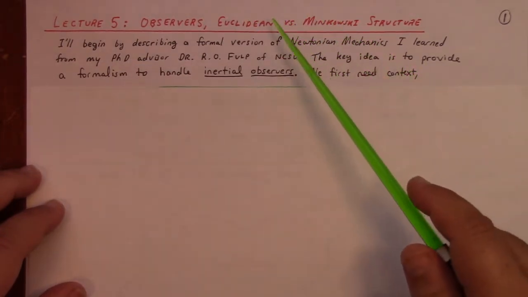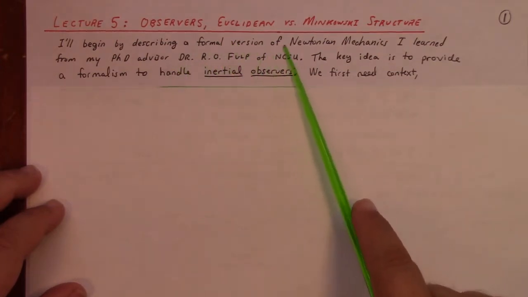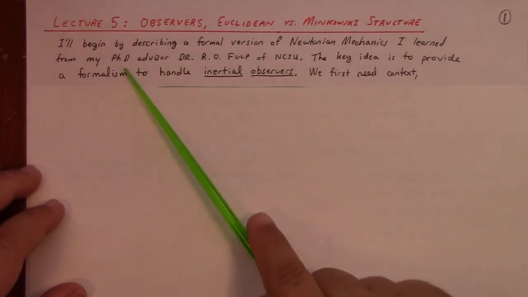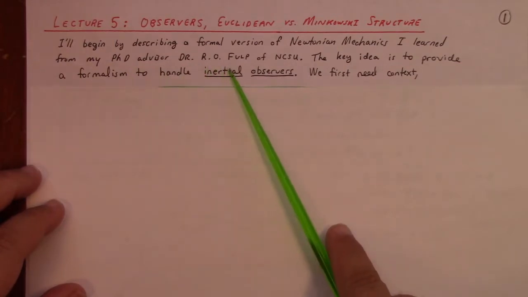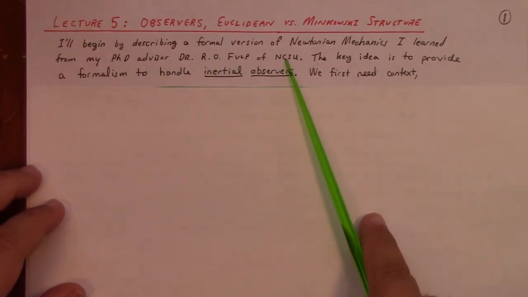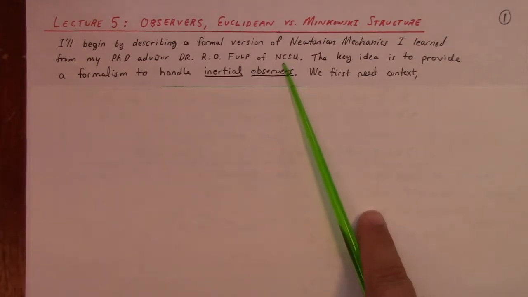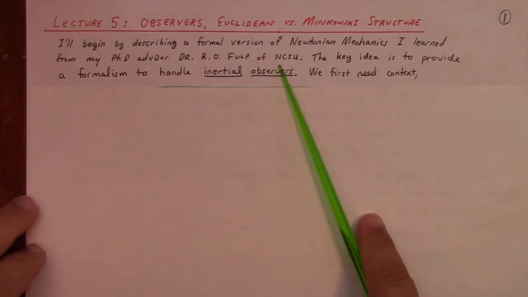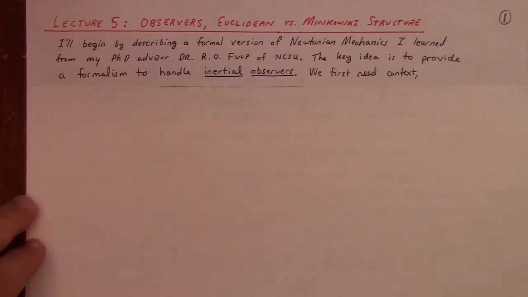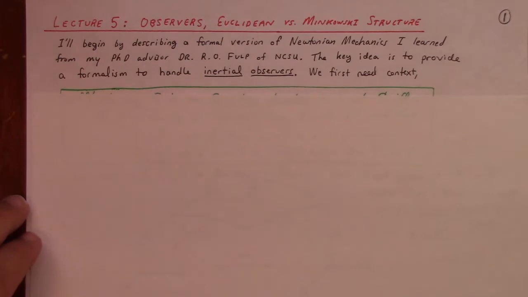But what I want to describe first here is a formal version of Newtonian mechanics that I learned from my PhD advisor, Dr. Fulp of NCSU. I think I first saw this in a course that he taught called Math 430, Mathematical Models in Physics. I know he's working on a book that has these things in it, and maybe that'll be available sometime soon, I don't know. But that's just one small part of a larger course, but the basic idea is here.